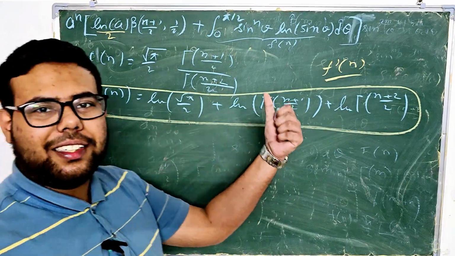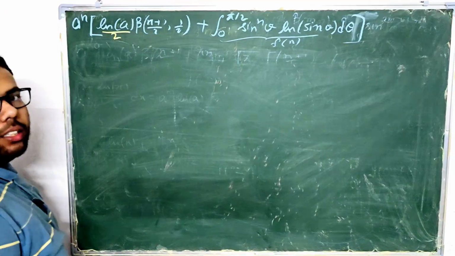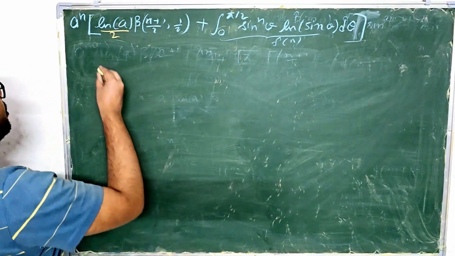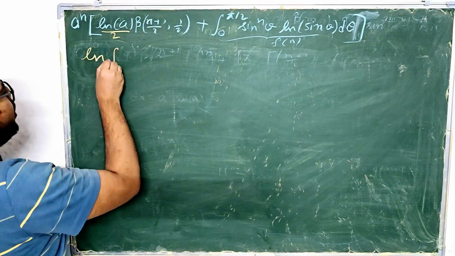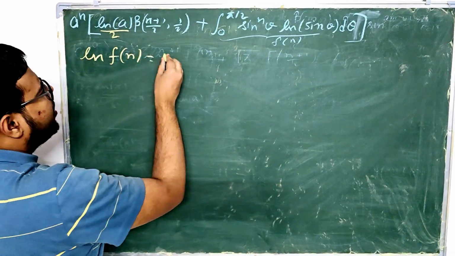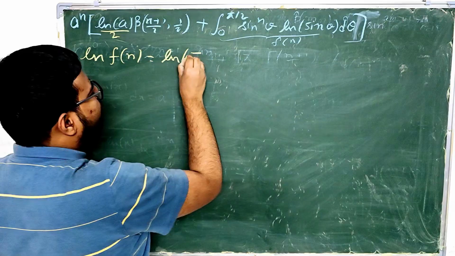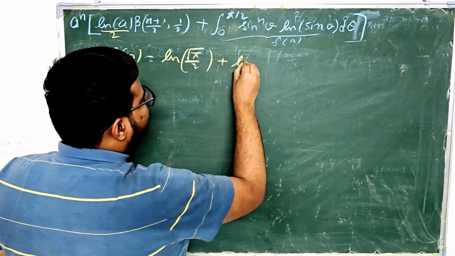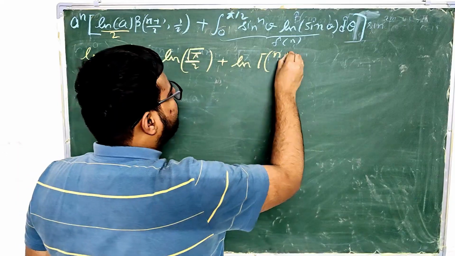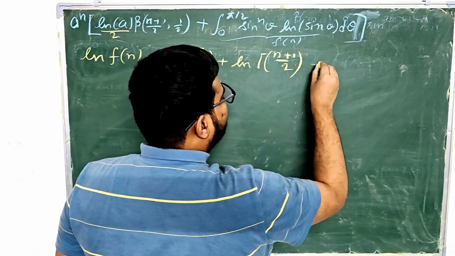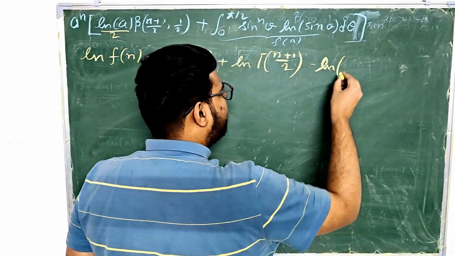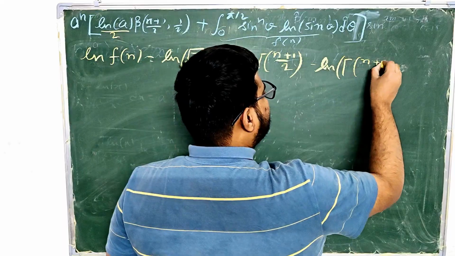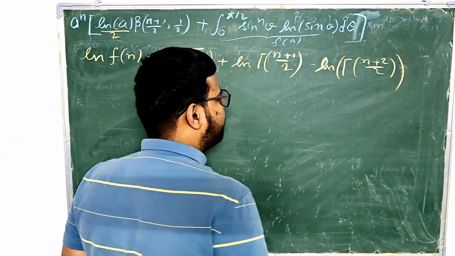Now just differentiate this expression, what you will get. So let's differentiate the expression which we had got. We had got natural log of f of n is equal to natural log of root pi by 2 plus natural log of gamma at n plus 1 divided by 2 minus natural log of gamma at n plus 2 by 2, correct?